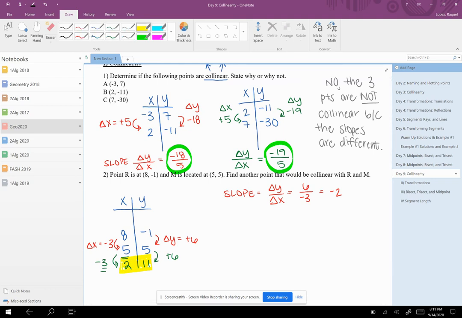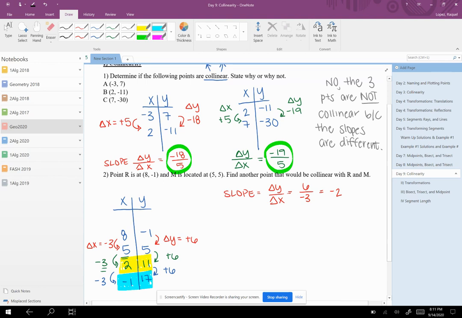And I could go down even further and find another point. So let's continue that pattern. Remember, my change in y is up 6. So another point would be at 17. My change in x is -3. So 2 minus 3 is -1. And another point would be -1, 17.